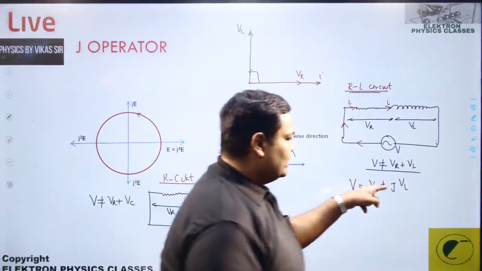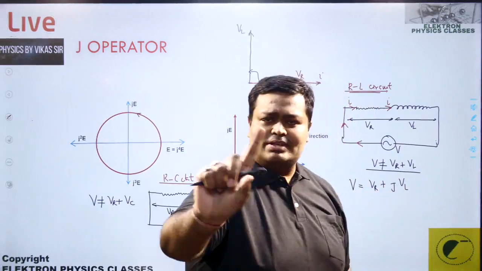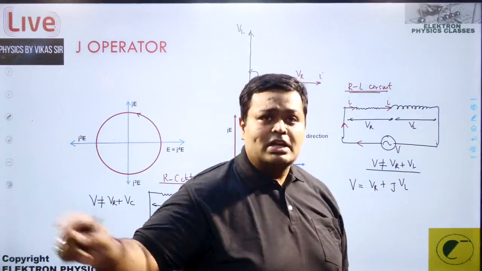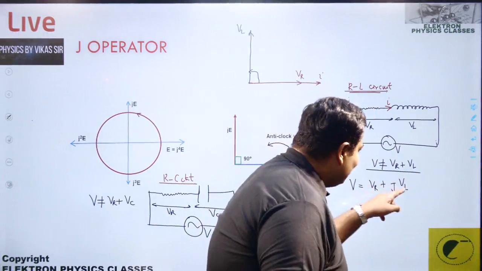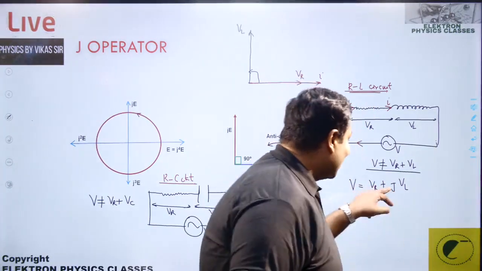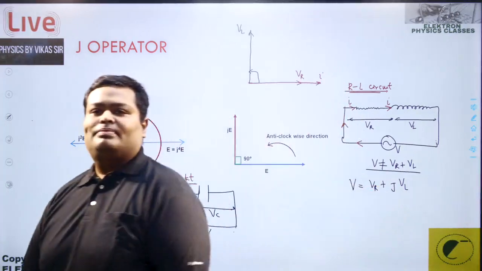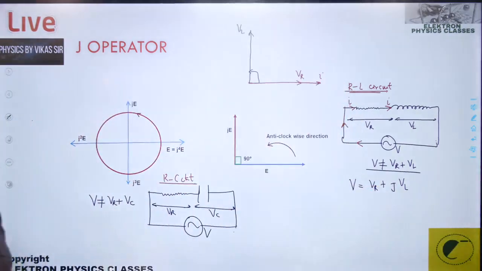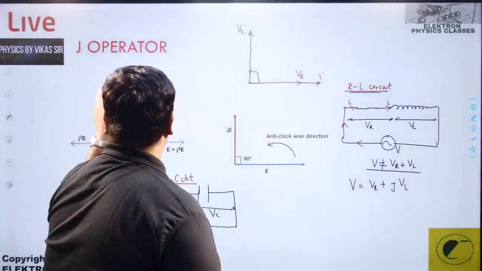So how do we read it? That VR and VL are not in phase? Of course they are not in phase. But who is leading who? VL is leading VR. Why? Because it is 90 ahead. Plus J means 90 ahead. Yes sir, that's a cool way of writing, by the J operator.